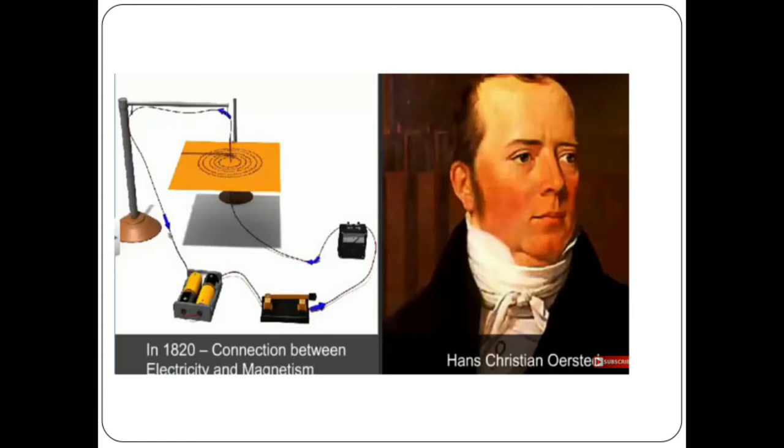In 1820, the connection between electricity and magnetism was given by Christian Oersted. He found that a current carrying wire will produce magnetic effects. So he connected electricity to the magnetic field. Later James Clerk Maxwell unified electricity and magnetism as a single concept called electromagnetism. We will discuss electromagnetism in the upcoming chapters briefly.